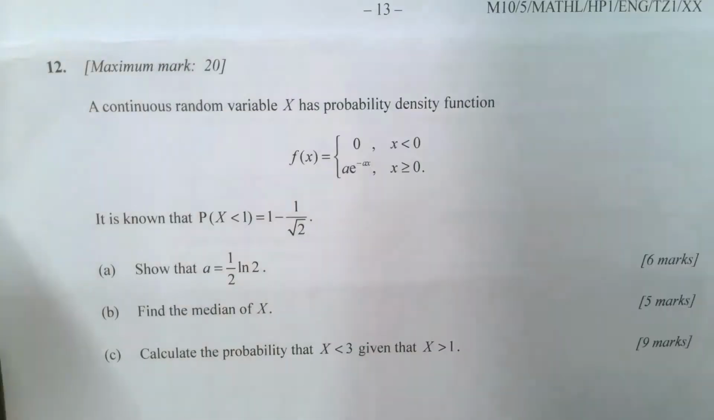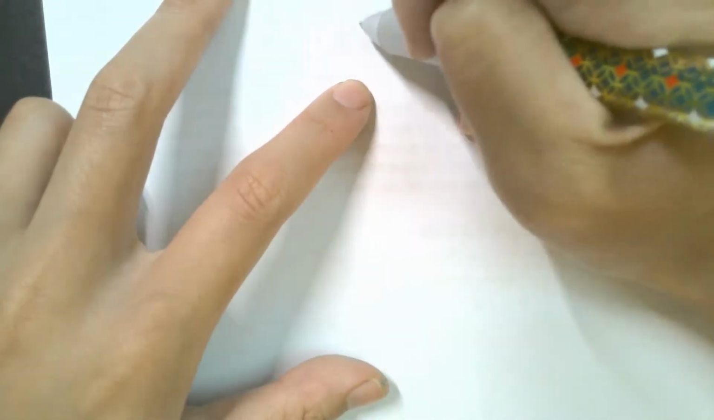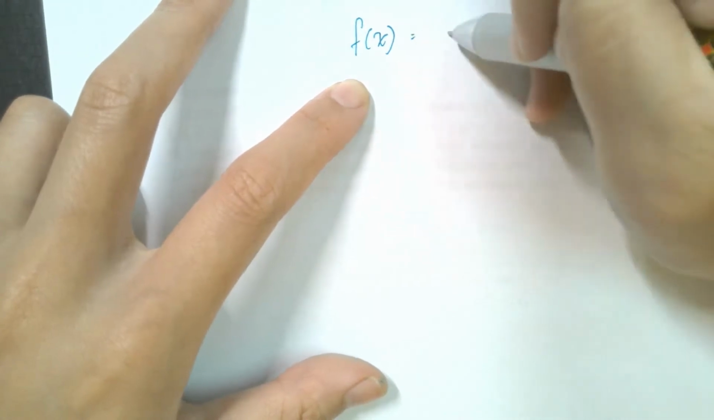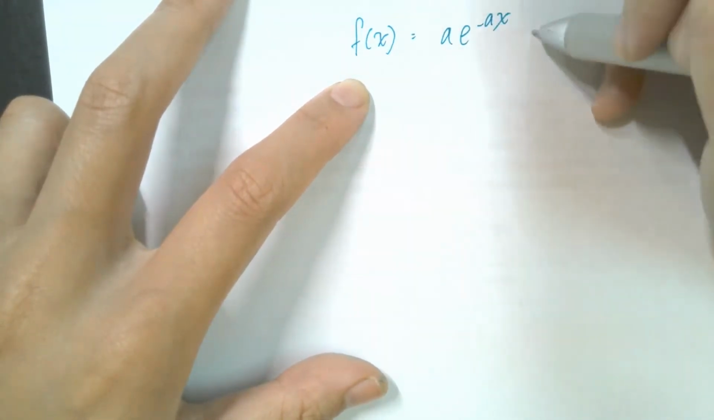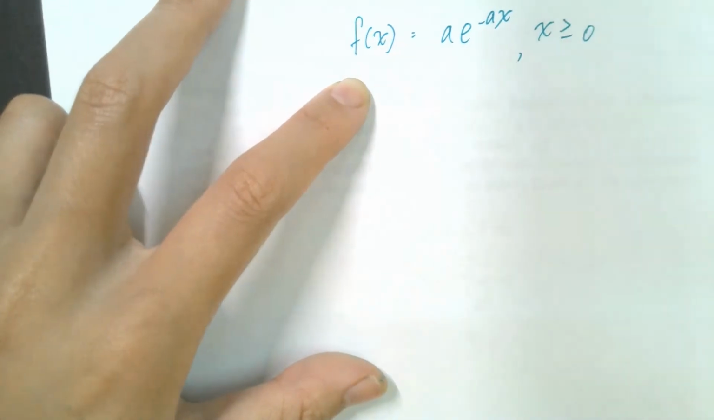So let me use the upper part of the board. Sorry. Let me copy it down. Basically, if we take a look at the probability, let's say continuous random variable. And then let's copy the question, f of x equals a e to the negative ax, where x is greater than or equal to 0.